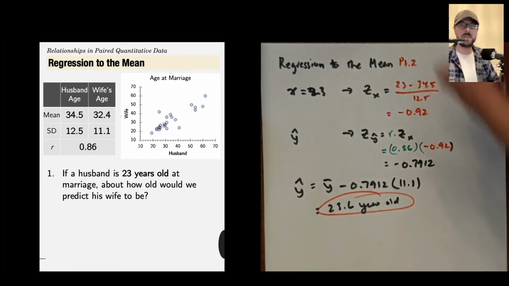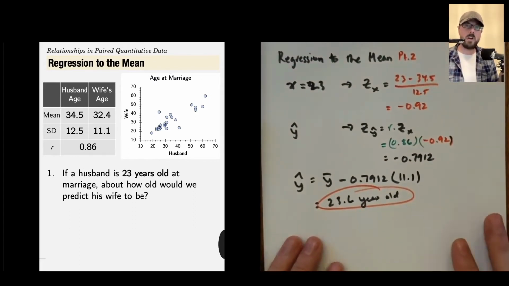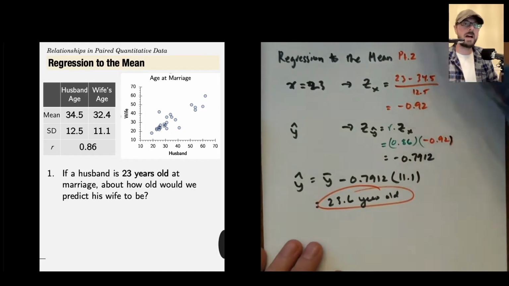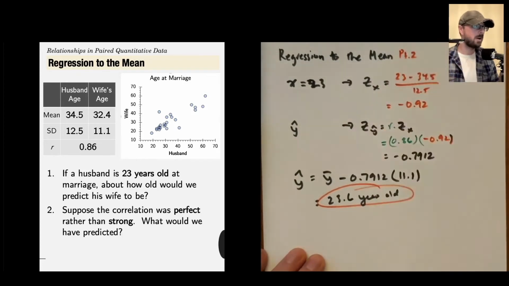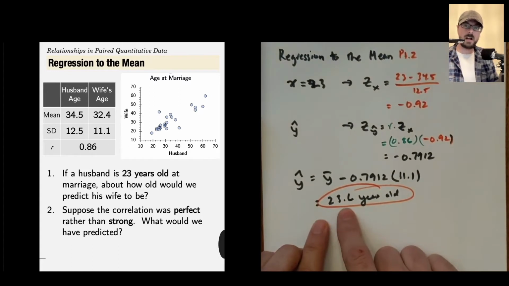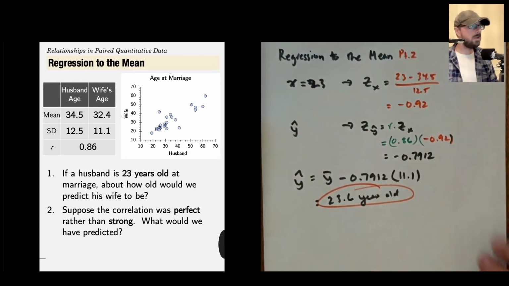We can find the residual, but that's fine. So that's a review of all of this, stuff that we learned from our last class. But imagine this. Suppose that the correlation was actually perfectly strong instead of just pretty strong. How would our prediction have changed? What would we have predicted in that case?